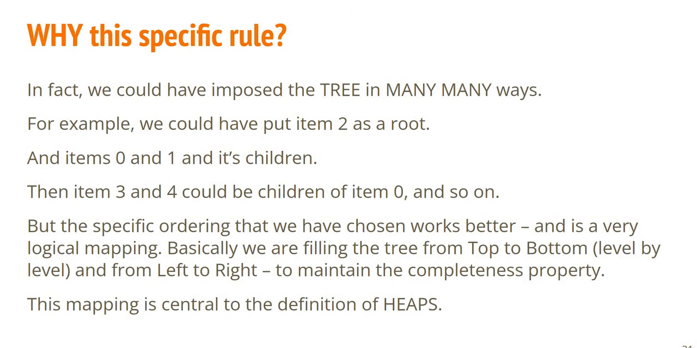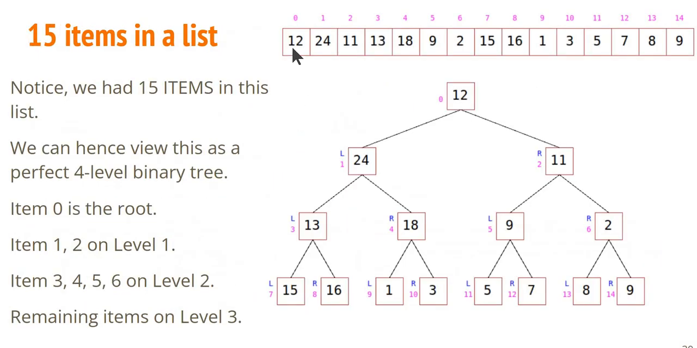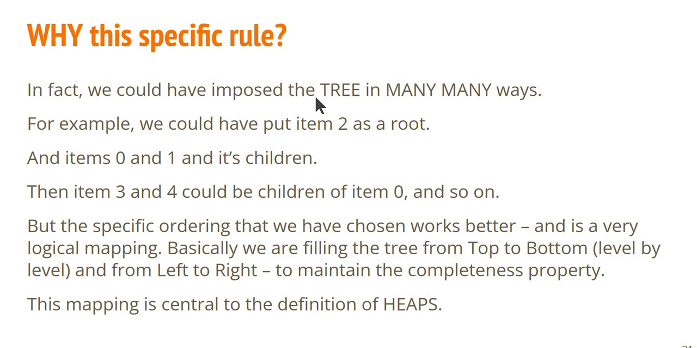But then clearly you will be questioning, and you're right to question that, look, this could have been done in many different ways. Why this specific rule? For example, I could have argued that, instead of viewing item 0 as the root, I'm going to view item 2 as the root. And maybe I'm going to look at item 1 and item 3 as its children, and so on. So another type of tree could have been created.